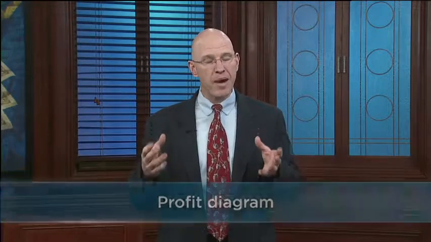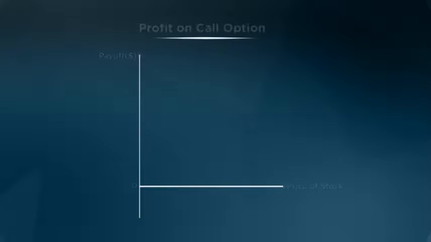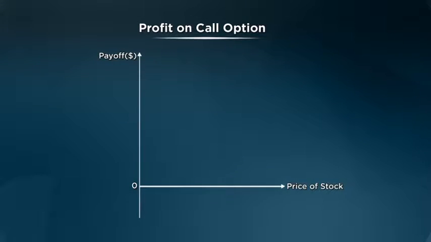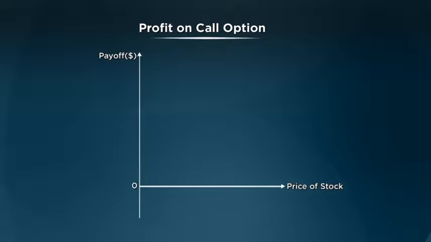Financial economists represent this behavior with what they call a payoff or a profit diagram. Here's the diagram, which has the price of the stock on the horizontal axis and the amount of the profit from the option on the vertical axis. What I'm going to do with this diagram is show you the graph of what your profit looks like for each possible price that the share of Nike stock can be at the expiration date of the option.